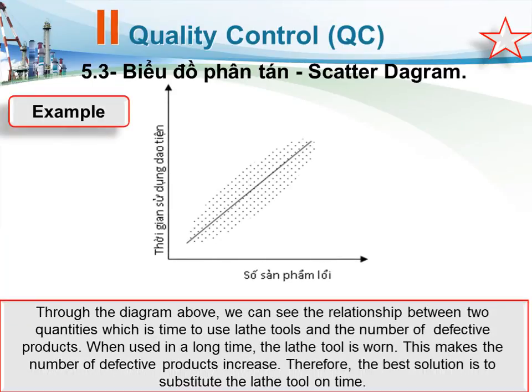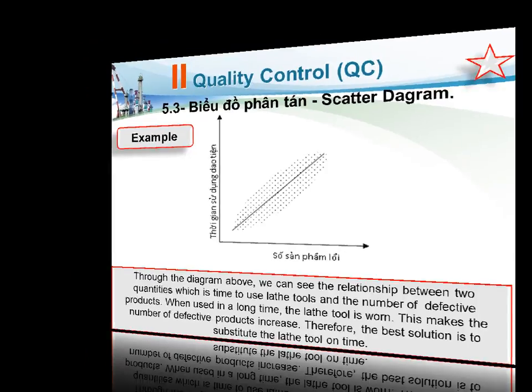Example. Through the diagram above, we can see the relationship between two quantities: the time of use of the last tool and the number of defective products. When used for a long time, the last tool is worn. This makes the number of defective products increase. Therefore, the best solution is to substitute the last tool on time.